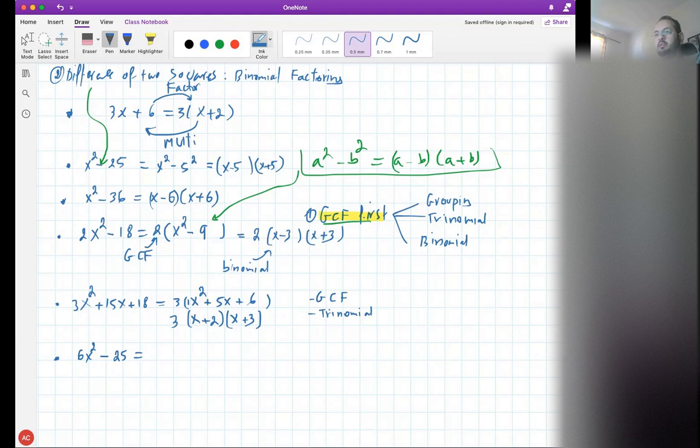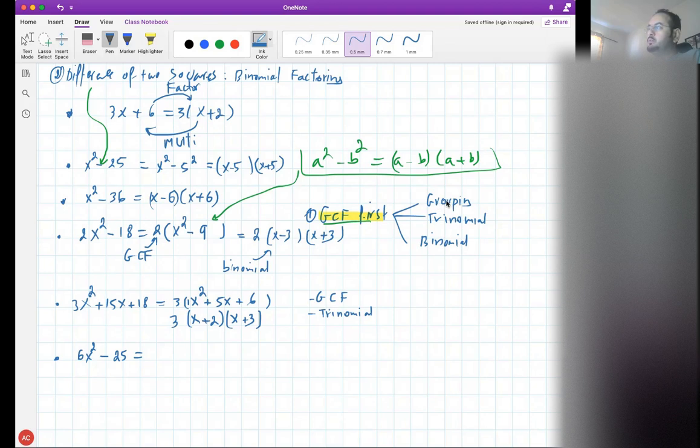Everybody, what is the very first thing we try? Do we have a GCF? No. Do we have a common factor? There's no common factor here, right? Unlike here where we had 2 in common, here there's no common factor. So now looks like obviously we can't use trinomial. This is not a trinomial.